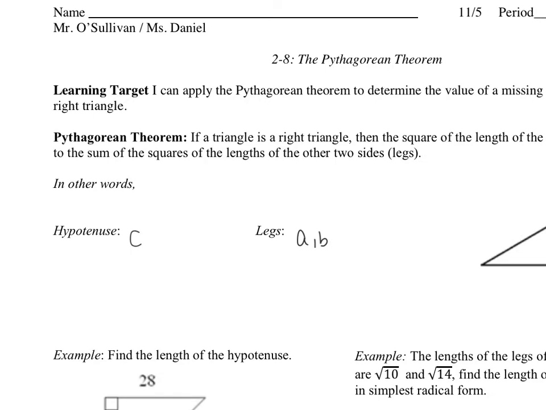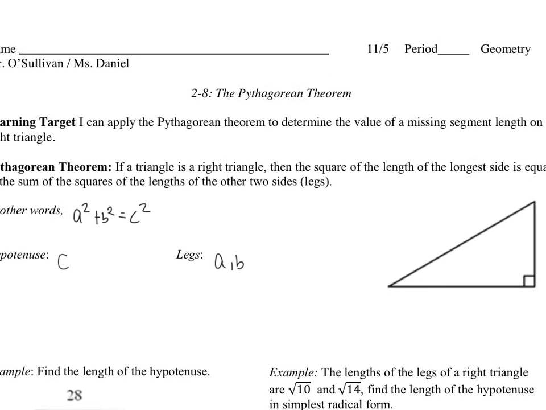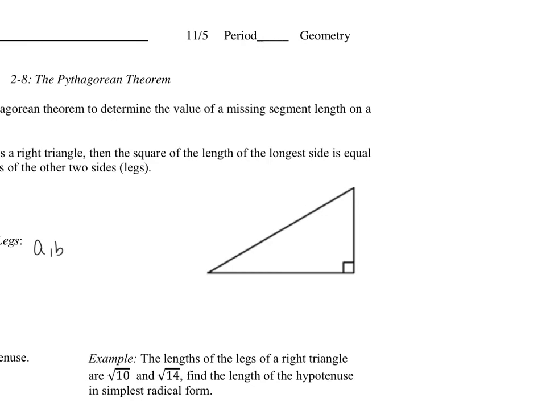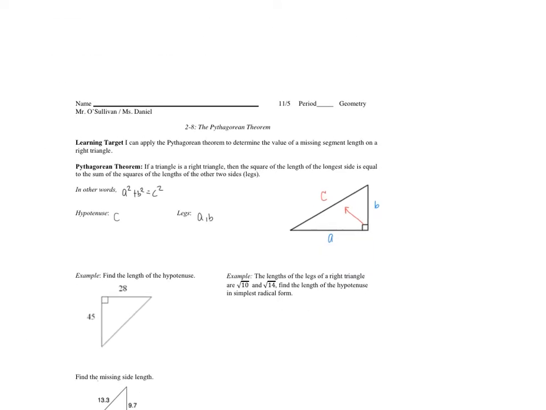So the rule is, this is your theorem, A squared plus B squared equals C squared. So we're simply taking our side lengths, squaring them, and setting them equal to a third side length. It doesn't matter where your A or B is, but our C always needs to be across from our right angle. So this is my C. So I can make this A and B, and those are my side lengths.